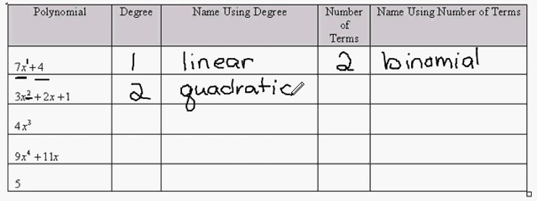The next thing we have to look at is how many terms are there. 3x squared is one term, 2x is a second term, a 1 is a third. So we have 3 terms total, which is a trinomial.